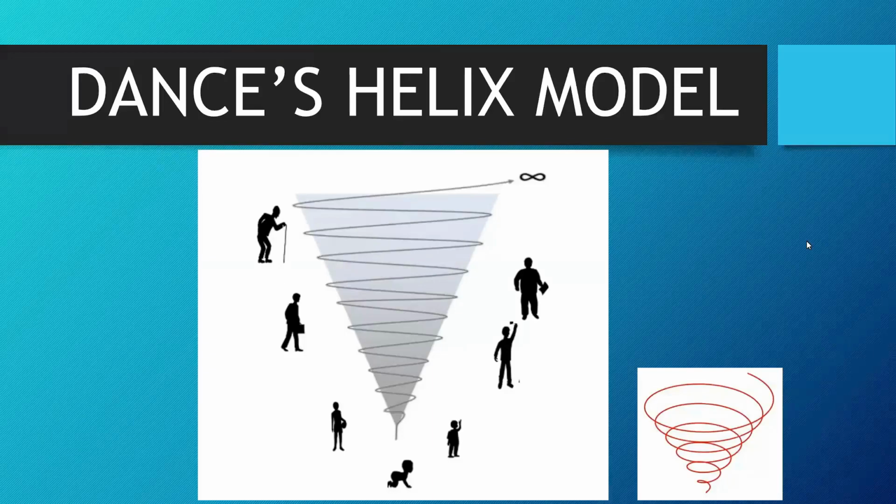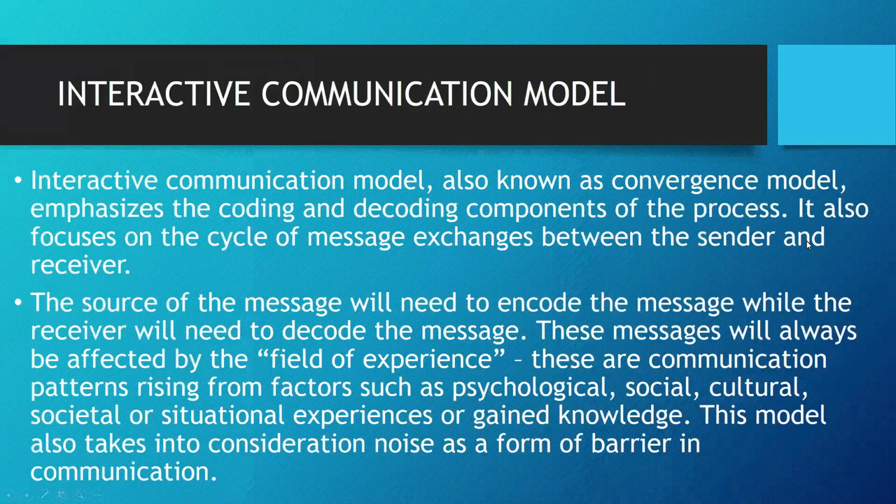Next, of course, we're going to have the interactive communication model. The interactive communication model, also known as the convergence model, emphasizes the coding and decoding components of the process. It also focuses on the cycle of message exchanges between the sender and the receiver. The source of the message will need to encode the message, while the receiver will need to decode it. These messages will be affected by the field of experience. These are communication patterns arising from factors such as psychological, social, cultural, societal, or situational experiences or gained knowledge.